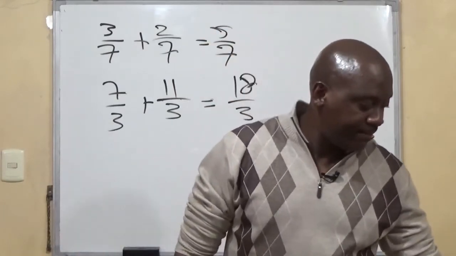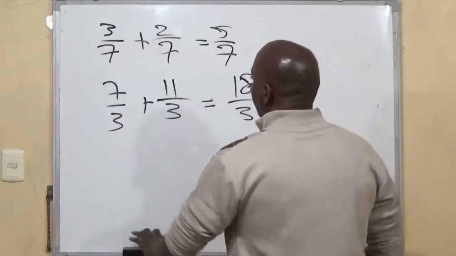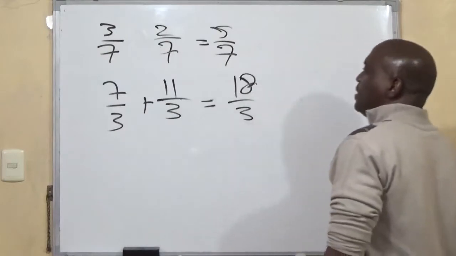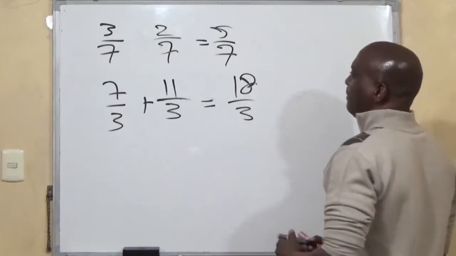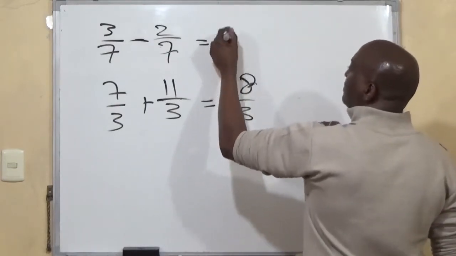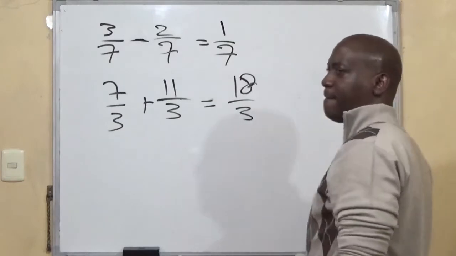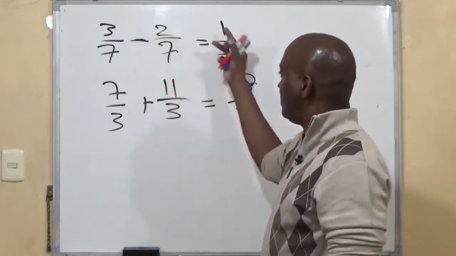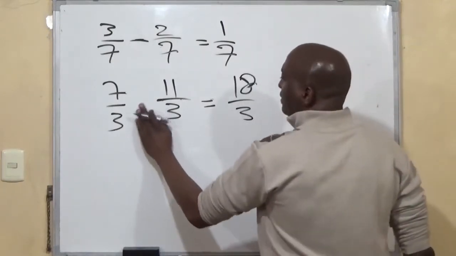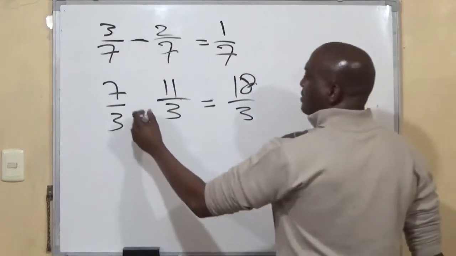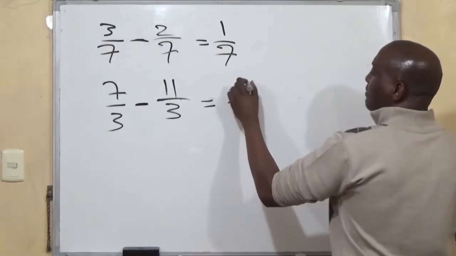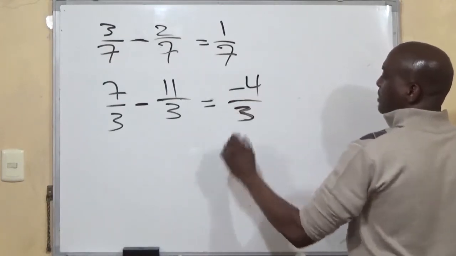Now the logic is the same for subtraction. So let me change the addition here to subtraction. If we had to say 3 over 7 minus 2 over 7 this time, again, you look at that and something just tells you that the answer is 1 over 7, and it will be quite correct. Because 3 over 7 minus 2 over 7 is in fact 1 over 7. Same story over here. You have 7 over 3 and you have 11 over 3. 7 over 3 minus 11 over 3, you subtract that, and what do you get? 7 minus 11 is minus 4 over 3.